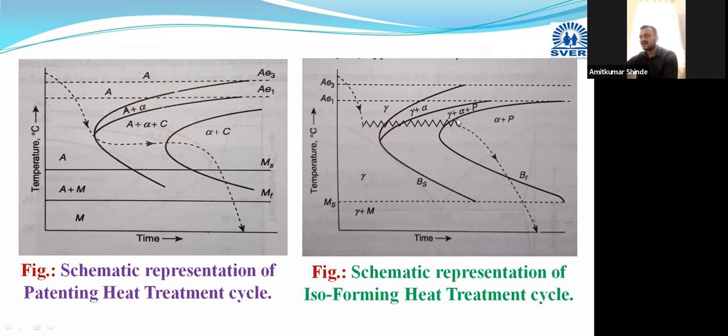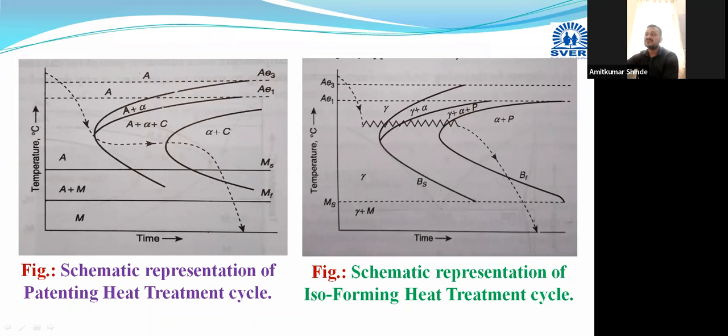Here we are performing a rolling or forging operation. The rolling or forging operation is performed for a longer period of time, and then it is cooled to room temperature. Hence, as we have provided a longer duration near the nose temperature zone, we will end up getting pearlite. We will get pearlite here, and in these two cases, pearlite is obtained.